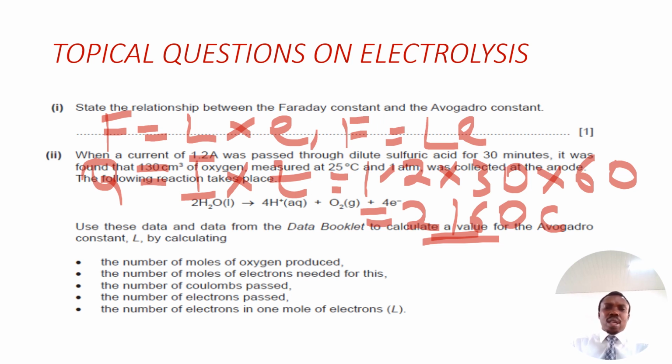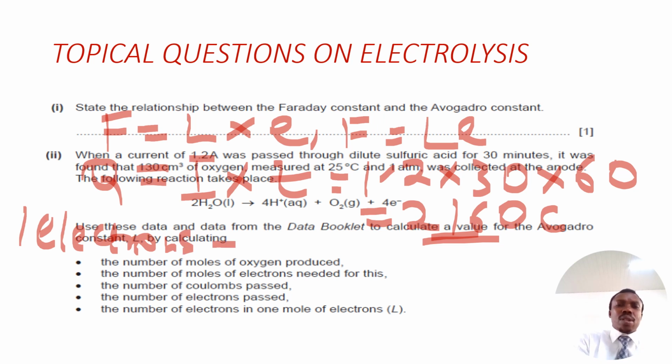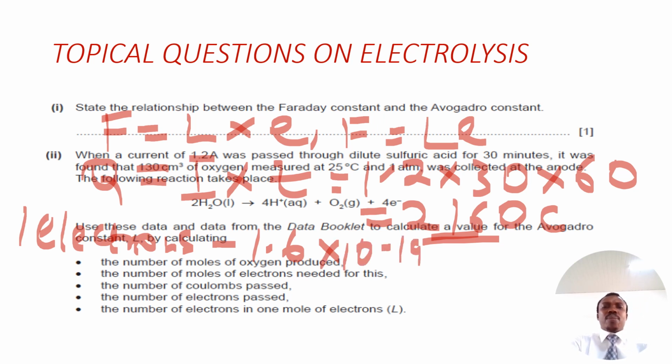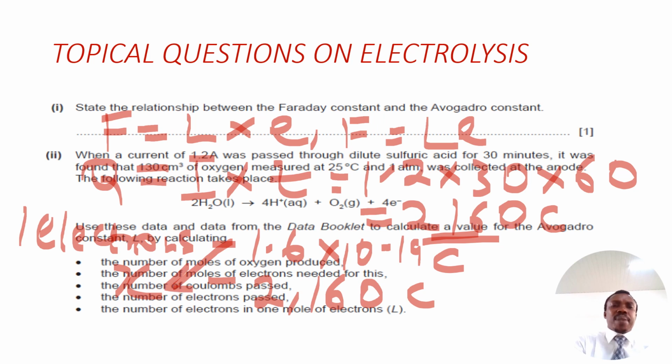Then the next one is what? The number of electrons passed. I have to calculate the number of electrons passed. 1 electron is equal to 1.6 times 10 raised to the power minus 19 Coulomb. 1 electron will give you 1.6 times 10 raised to the power minus 19 Coulomb. Then 2,160 Coulomb will generate what number of electrons, X? So we'll cross multiply.